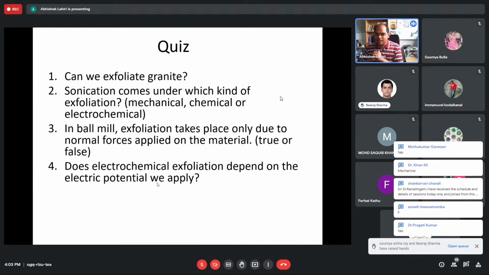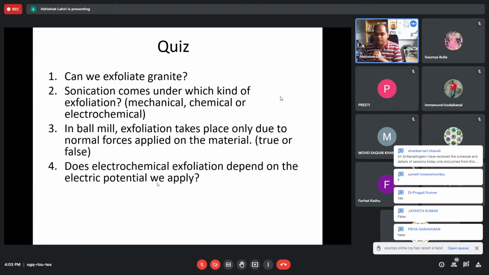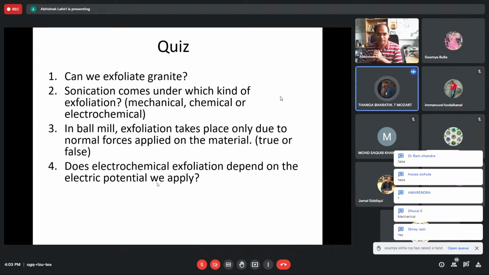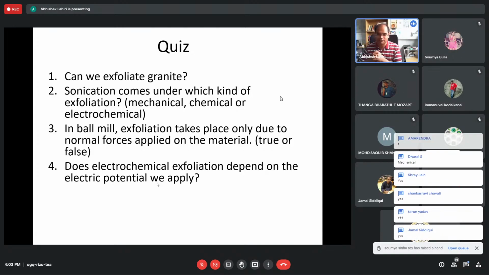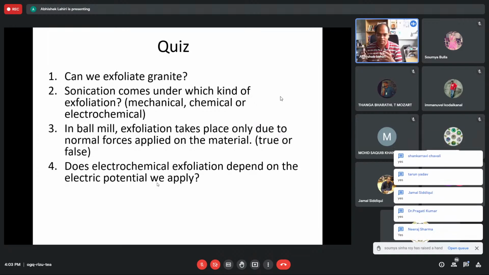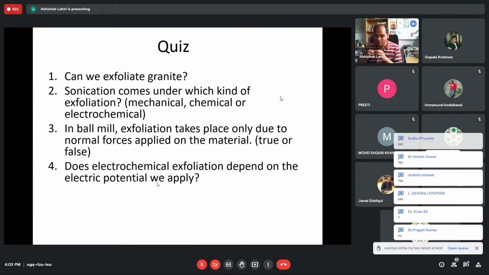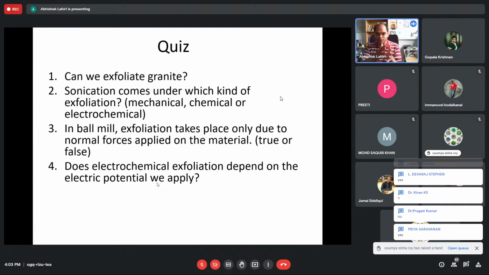Fourth question, does electrochemical exfoliation depend on electric potential we apply? Yes, sir. That's correct. It depends on the electrochemical potential. So if we apply, for example, we saw 5 volts. If I apply 1 volt, will we have exfoliation? Yes or no? No, obviously no.